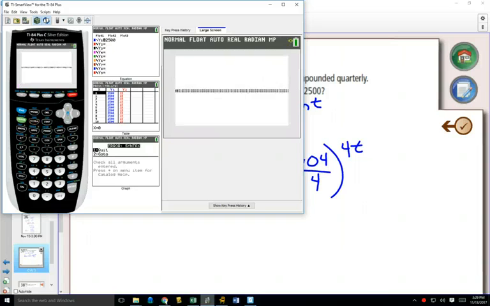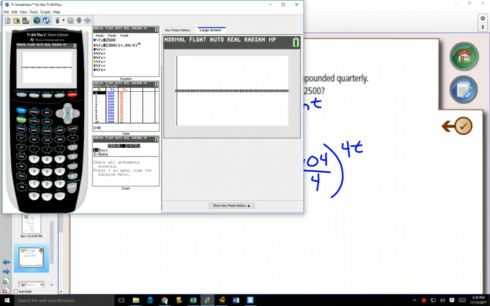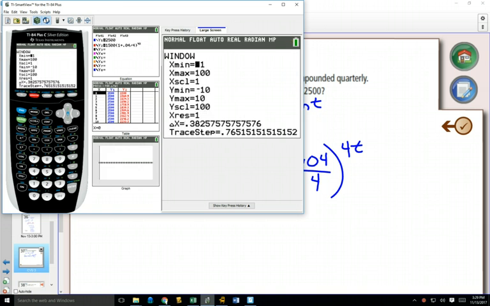When you hit graph, it may or may not show up depending on the window that you've chosen. In my case, nothing's showing up. So you have to understand some things about these graphs. First of all, 2,500 is a straight line at 2,500. In order to be able to see that on my graphing calculator, my window has to at least go up past 2,500, and it's only going up to 10. So I'm going to change the y max to 3,000.